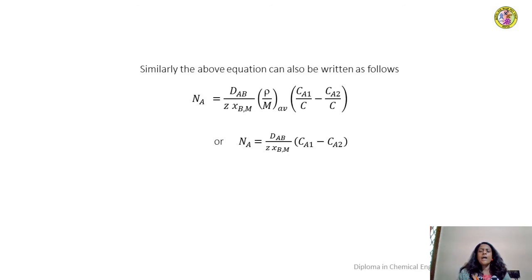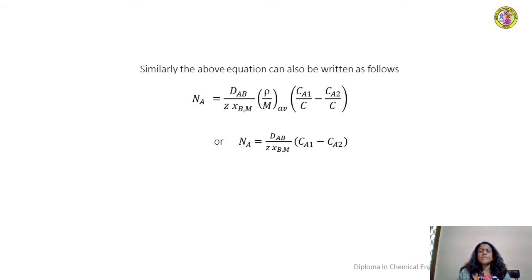So that C and the rho by M average in the numerator both get cancelled, because rho by M average is nothing but the average molar concentration, which is again equal to C. So that into C gets cancelled and the equation gets simplified to the form NA equals DAB by Z xBm into (CA1 minus CA2).